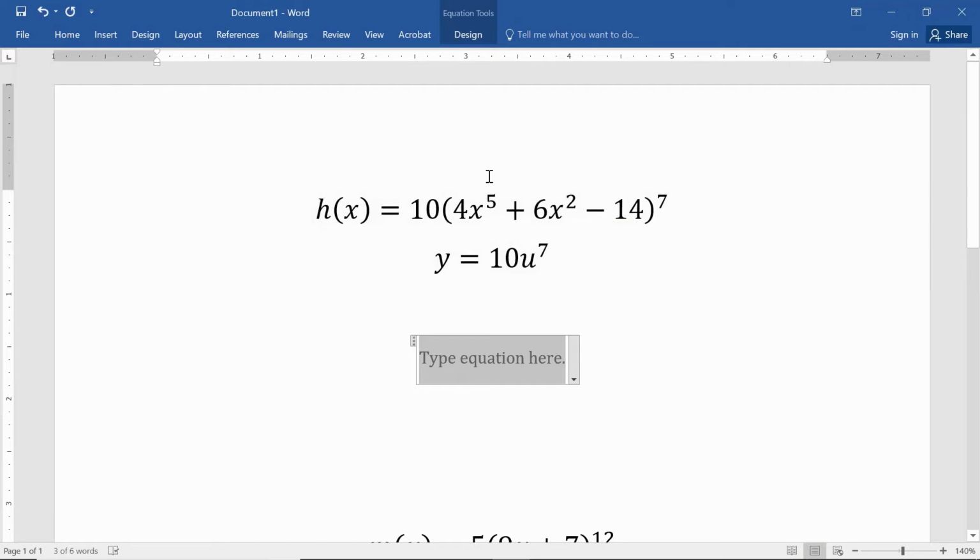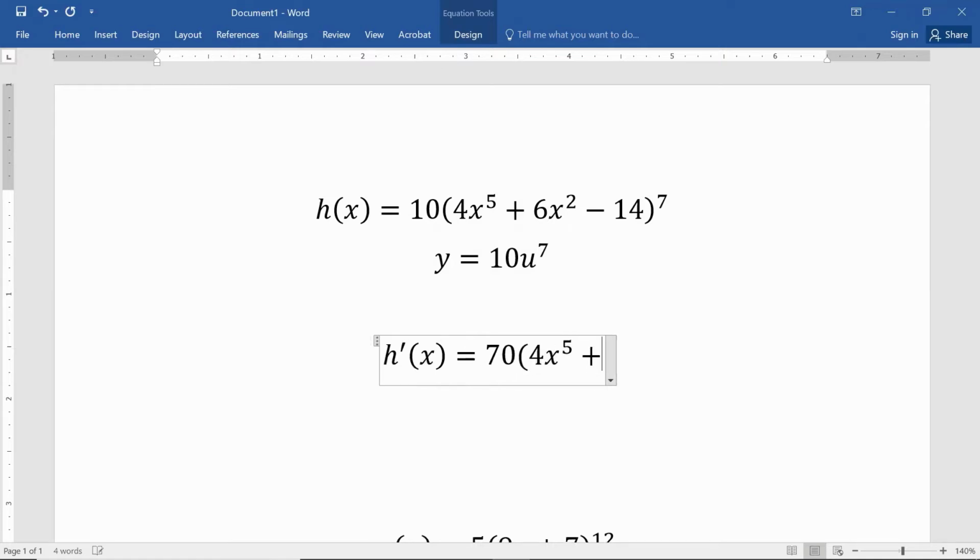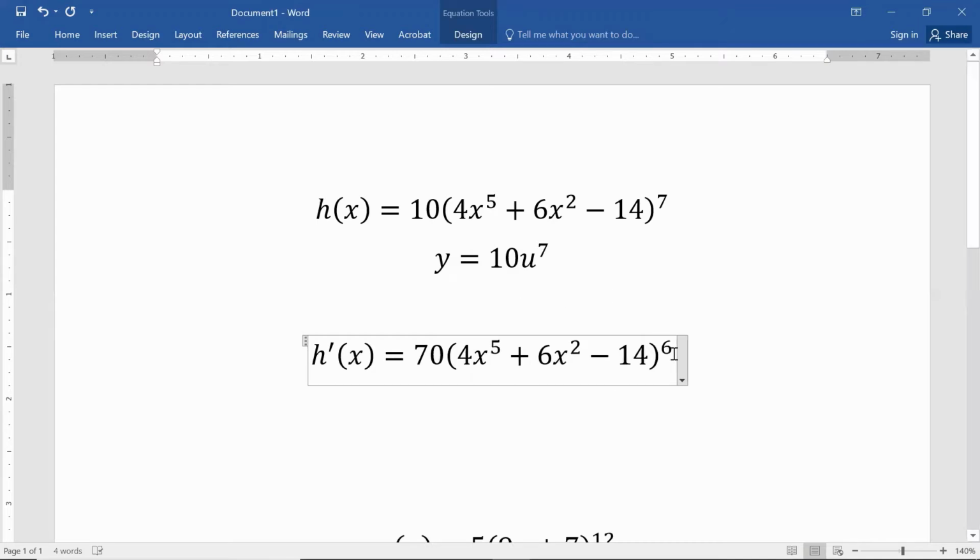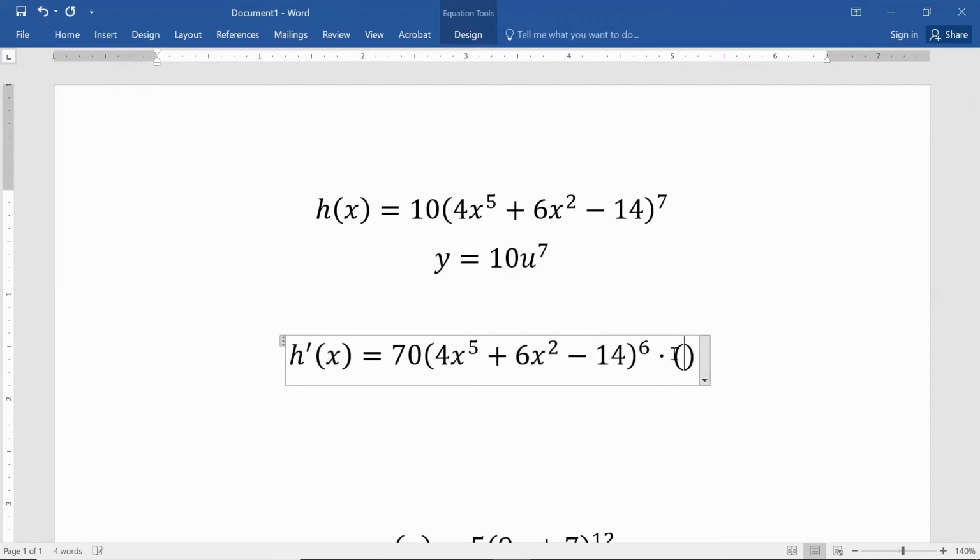It's going to cause the 7 to come out front. 7 times 10 is 70. The thing inside, 4x to the fifth plus 6x squared minus 14, gets kept on the inside alone. The exponent gets reduced to a 6, and then you have to multiply times the derivative of the inside function.